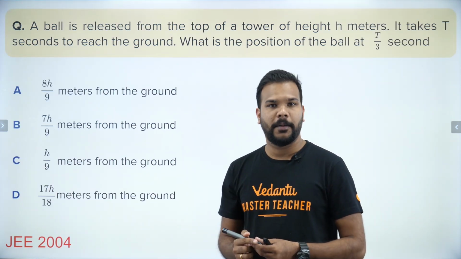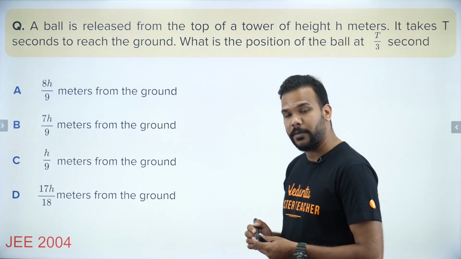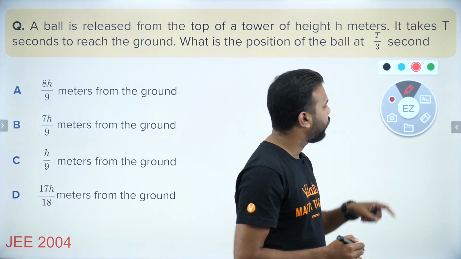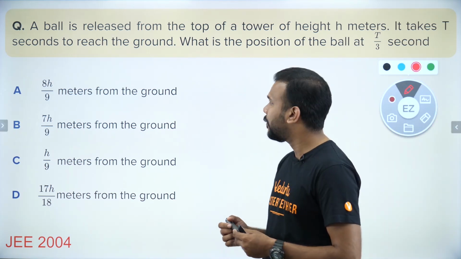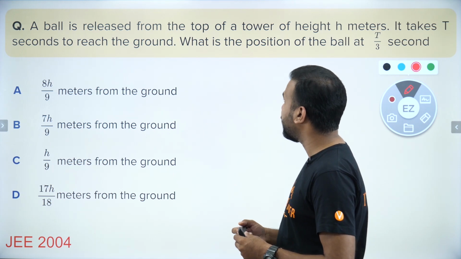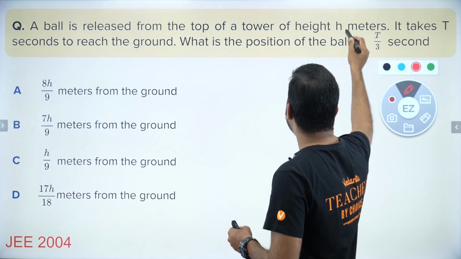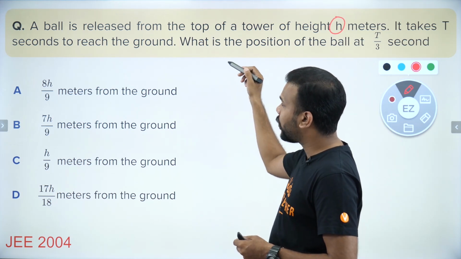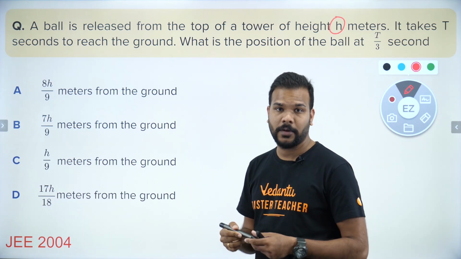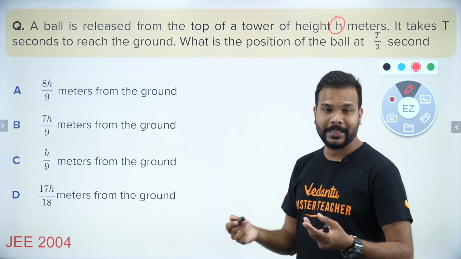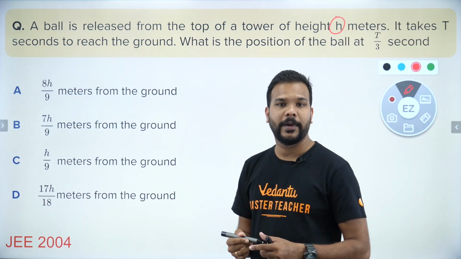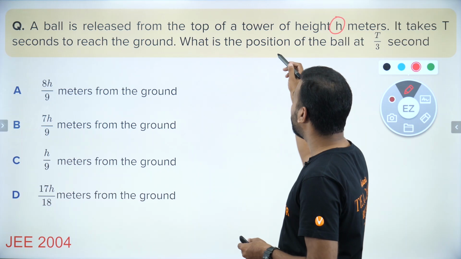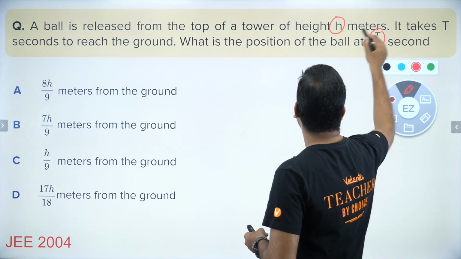Yes, the question number 2 is this one, which is from JEE 2004, and let's read the question first. What the question says? It says that there is a ball which is released from the top of a tower of height h meters. Okay, and it takes capital T seconds to reach the ground. To cover that distance h by freely falling, assuming that it is happening in the case of vacuum, we do not assume any air resistance unless it is mentioned. And then the question is asking what is the position of the ball at t by 3 seconds.